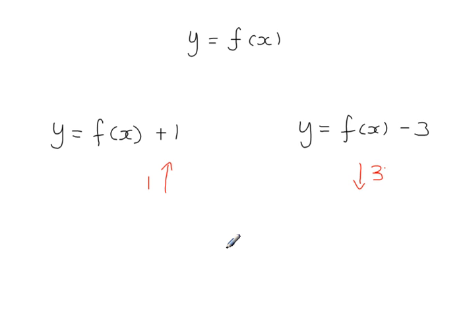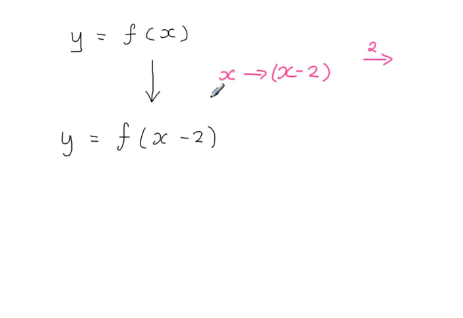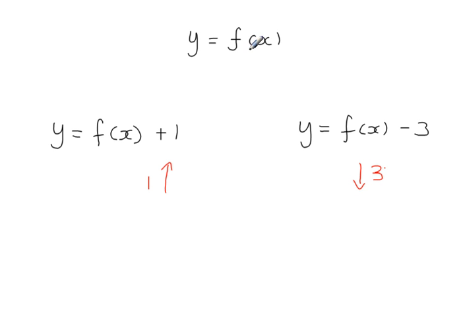Okay, so just to summarize the function notation, let's have a look at the x direction again. If x changes like this, x becomes x plus something or x minus something, then that's a translation in the x direction. If you find you've got the same function again, but you're either adding something or subtracting something, that's a translation in the y direction.